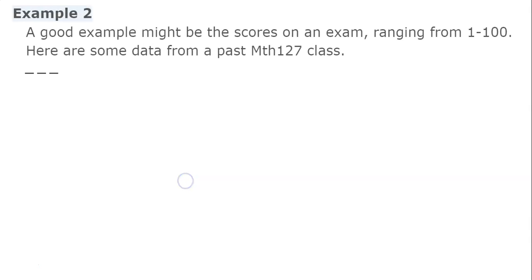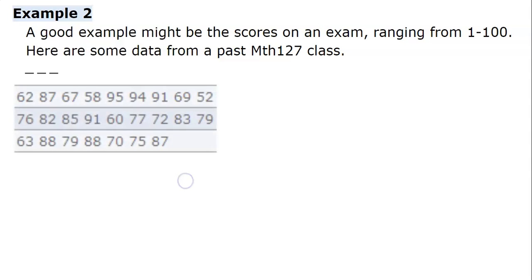Another example are the scores in a test. Here are some data from past Math 127 class. Now, sometimes we have too many values to make a row for each one. In that case, we'll need to group several values together. In this case, we'll have to set up intervals of numbers called classes.